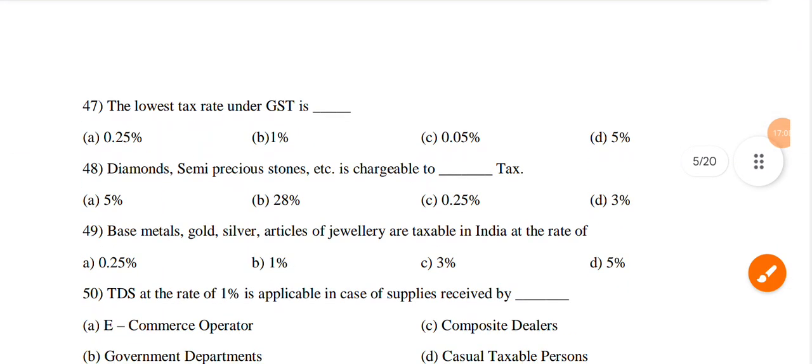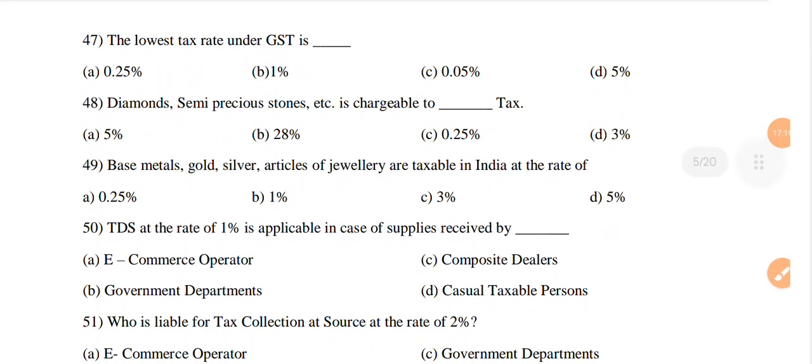Next question, the lowest tax rate under GST is dash. Option A 0.25%, B 1%, C 0.05%, D 5%. The correct option is A.